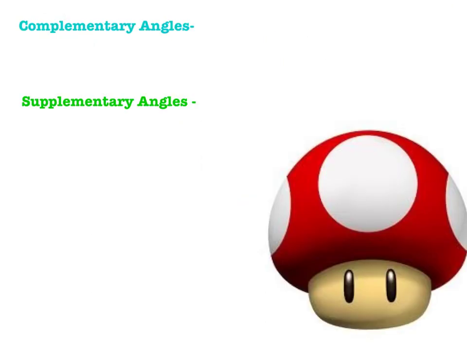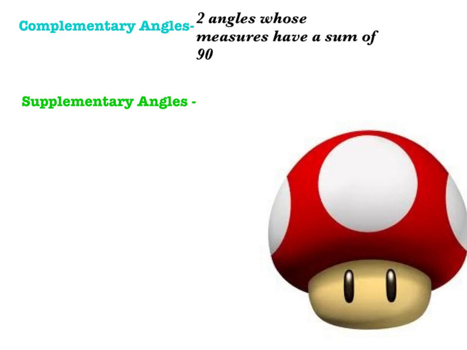All right, I'm going to give you two vocab words that I want you to fill in, complementary and supplementary. And you already know these, so we're going to go over them quickly. Complementary angles are two angles whose measures have a sum of how many degrees? I hope you said 90 degrees.